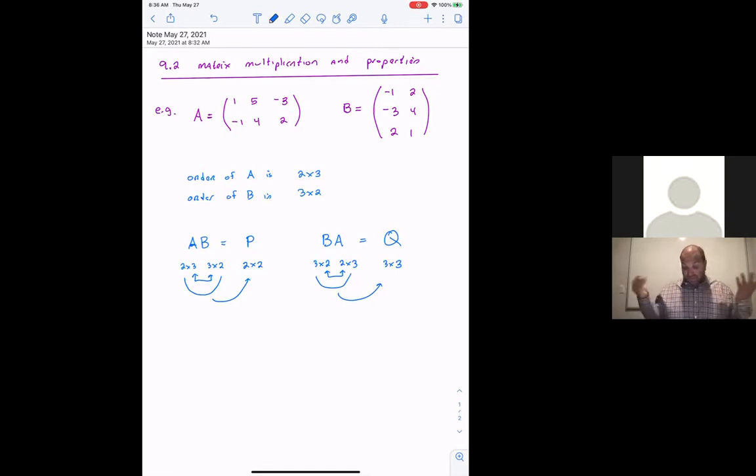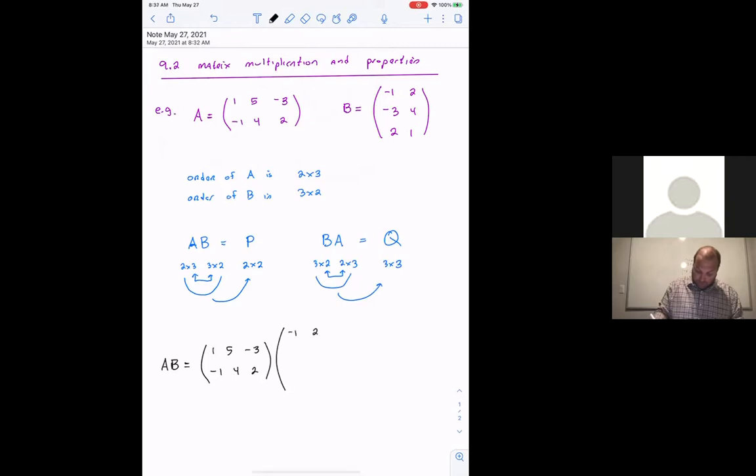So now that we have decided that you are allowed to multiply these matrices, the question is, well, what do you get when you do it? So let's do AB first. We'll do both of them just to show you. So I'm going to rewrite the matrices 1, 5, negative 3, negative 1, 4, 2. That's my A matrix. My B matrix is negative 1, 2, negative 3, 4, 2, 1.